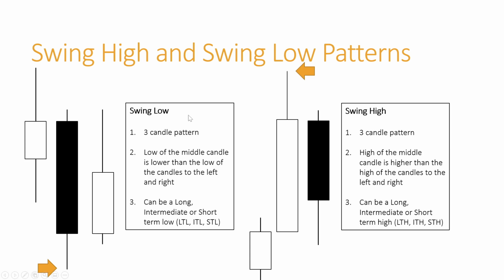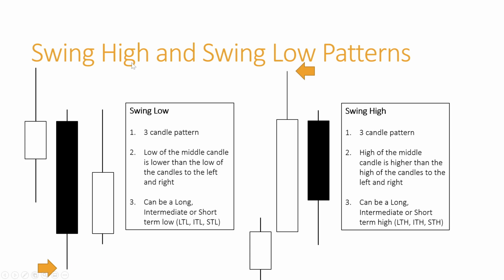So starting with our swing low pattern, our swing low and swing high patterns are both 3 candle formations. So obviously with a swing low, the low of the middle candle is going to be lower than the candles to either side of it. So you can see this low of this candle is lower than the one to the left, and it's also lower than the one to the right.